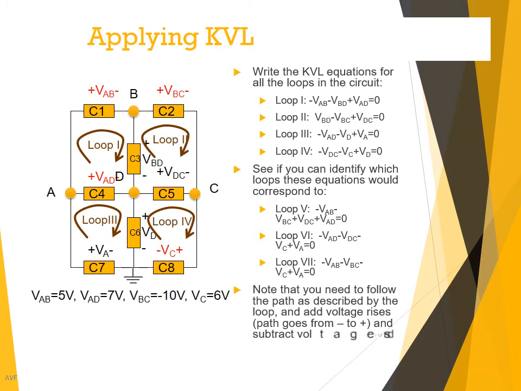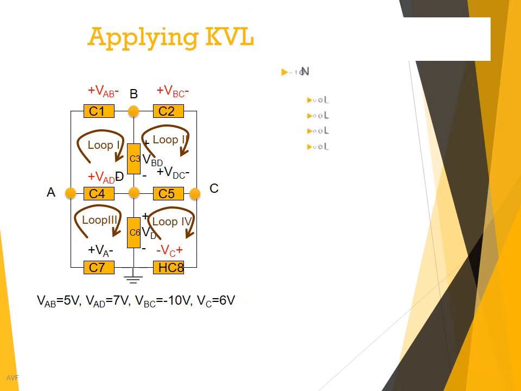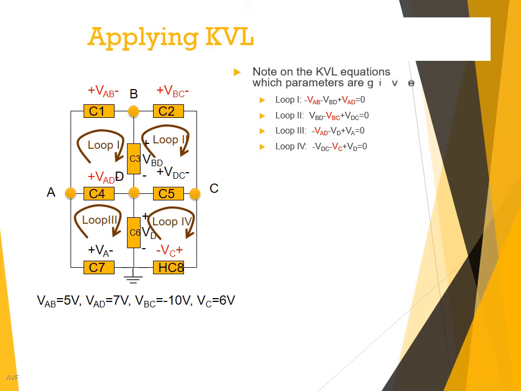Again, as you go around the loop, you've drawn a loop with a direction in which you're going to follow that loop, so be consistent with how you follow that loop. Okay, so you have your loop 1 through loop 4 equations. Let's take the time to identify which voltages I know in these equations. I know VAB, VAD, VBC, and VC. These occur in the different equations.